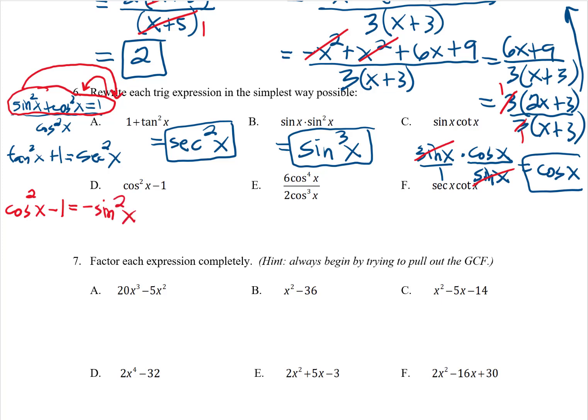Well, this tells me what the answer is. I was looking for another expression for cosine squared x minus 1. According to what we just figured out, this is equal to negative sine squared x.